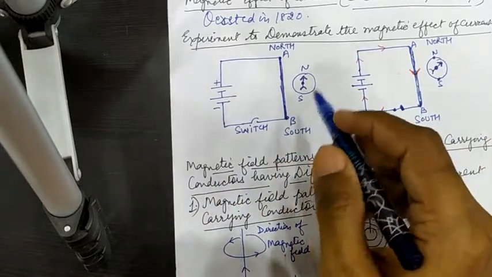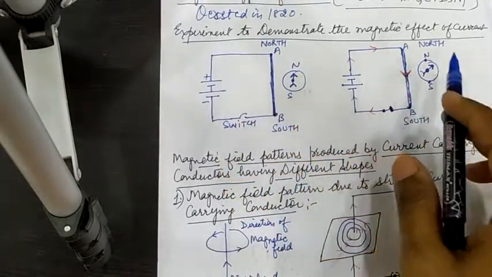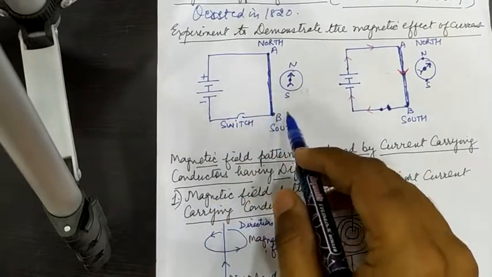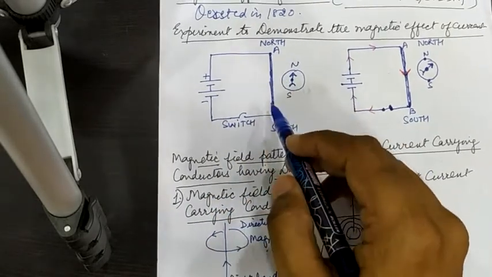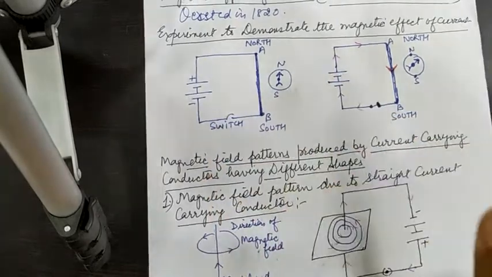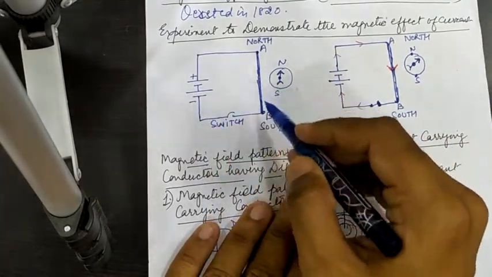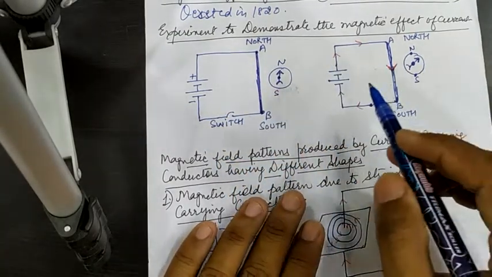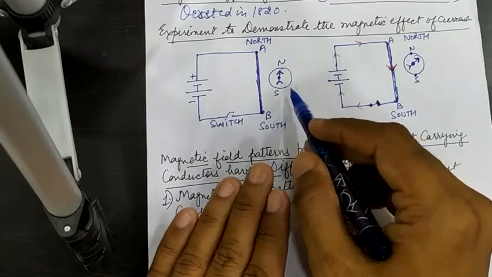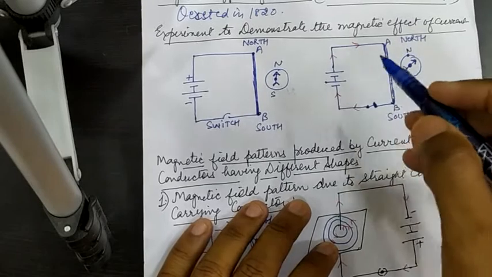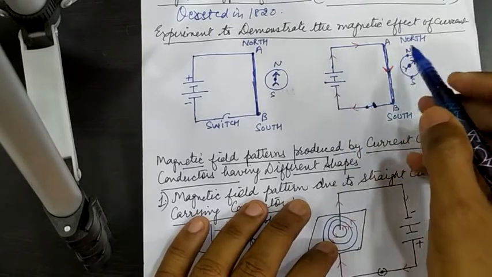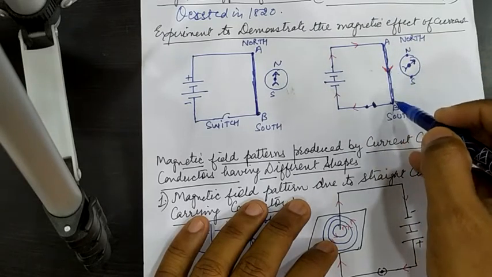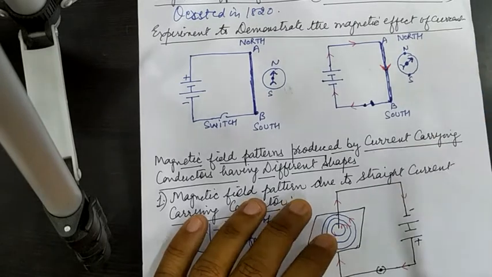We can see here the experiment to demonstrate the magnetic effect of current. A circuit has been shown to you. There is a conductor over here, a switch, a battery linked to this conductor, and a plotting compass is put over here. There is no deflection in this plotting compass yet. But once you pass electricity through this battery, the current goes downwards, and there is some deflection in this plotting compass.